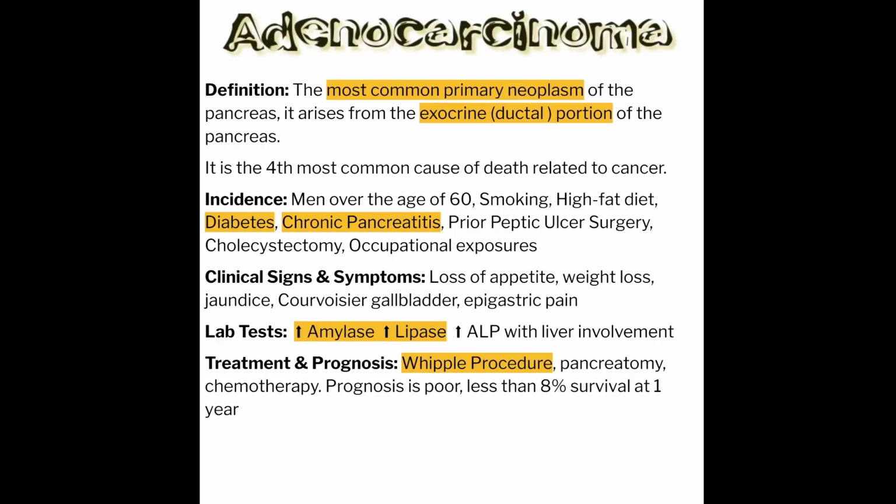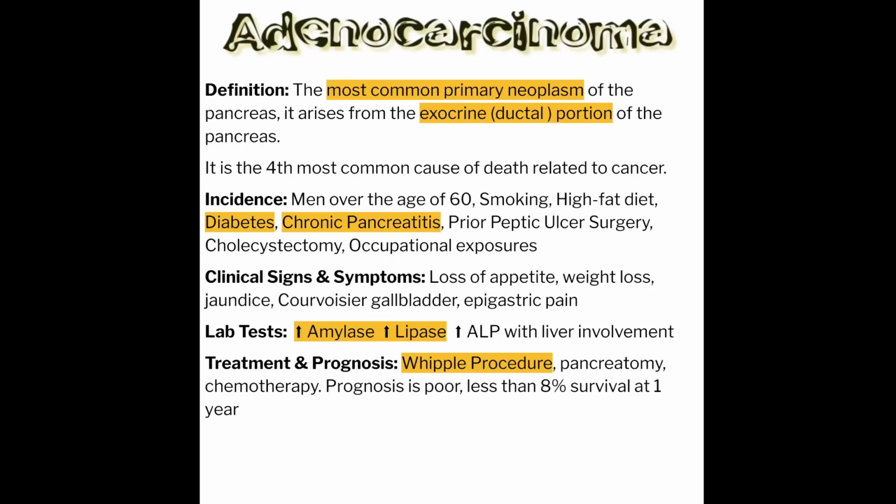Adenocarcinoma is going to arise from the exocrine portion, which is the acinar cells and the ductal components of the pancreas. Adenocarcinoma is the pancreatic cancer that most people talk about. If somebody says I have pancreas cancer, it is usually the adenocarcinoma. It is the fourth most common cause of death that's related to cancer.